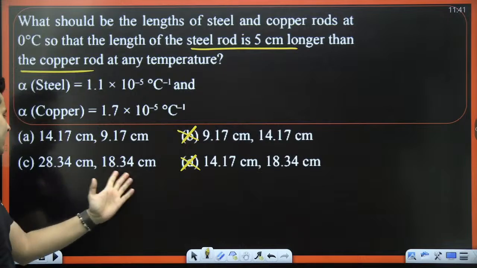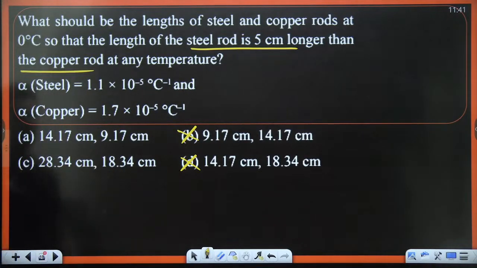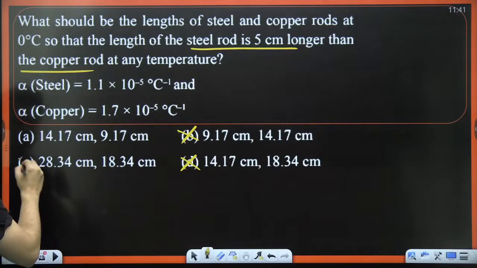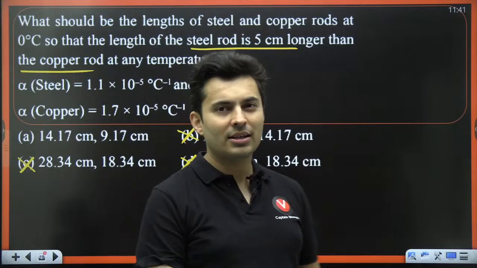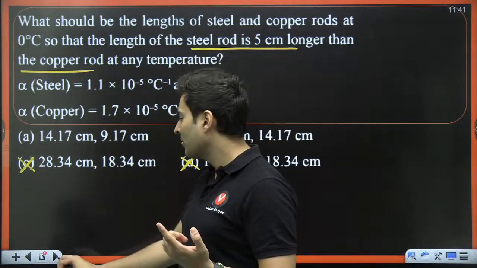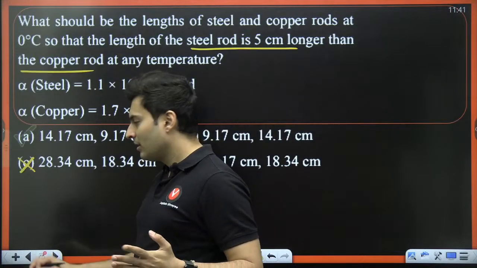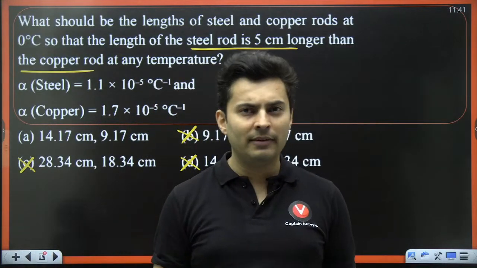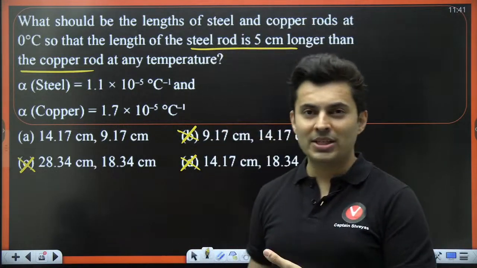Now if you notice option C, 28 point something, 18 point something, guys, this is a 10 centimeter difference. So option C is also wrong, yes or no? So there is only one option left, that means it must be A. So direct elimination, you don't even have to solve it. But this is what you will do in the exam if the options are like this.